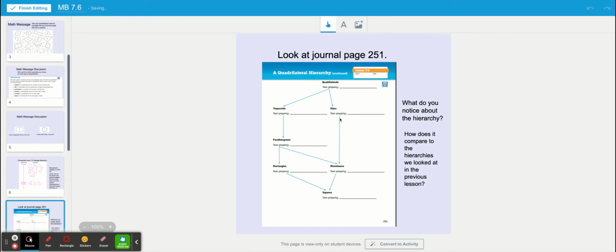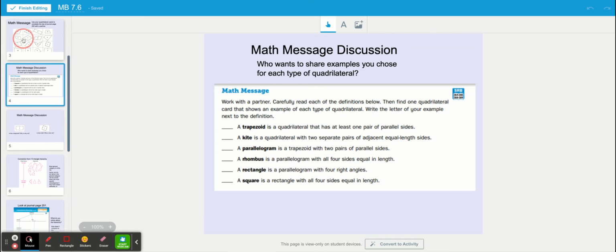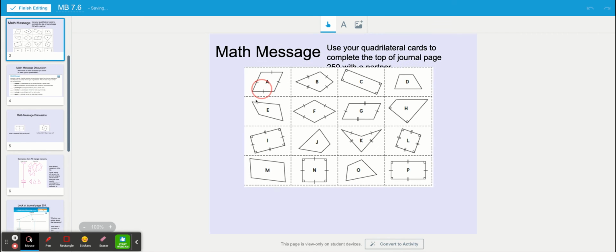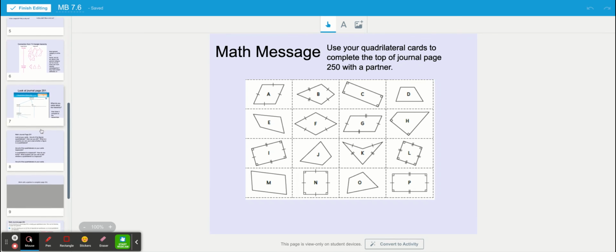So it's fitting into the category of trapezoid and kite. And if it's fitting into the category of trapezoid and kite, it's going under both of these, it's most likely going to be a rhombus. And let's look back at what a rhombus is. It's a parallelogram with all four sides equal in length. And A definitely is a parallelogram with all four sides equal in length.